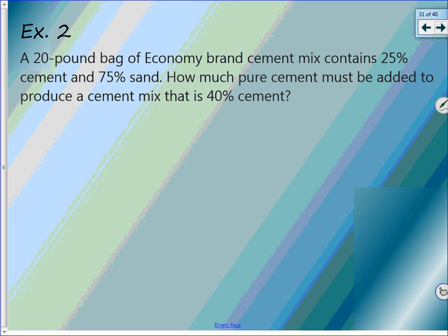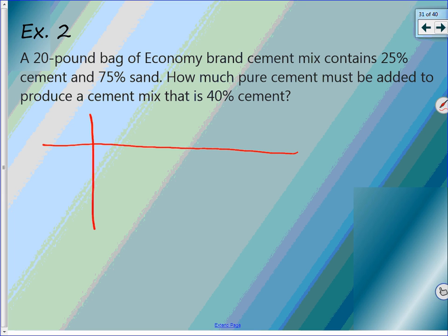Okay, so we have a 20-pound bag of Economy brand cement, contains 25% cement and 75% sand. How much pure cement must be added to produce a cement mix that is 40% cement? All right, so it's a mixture problem, you're mixing.